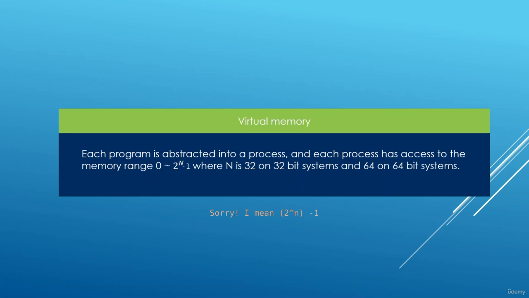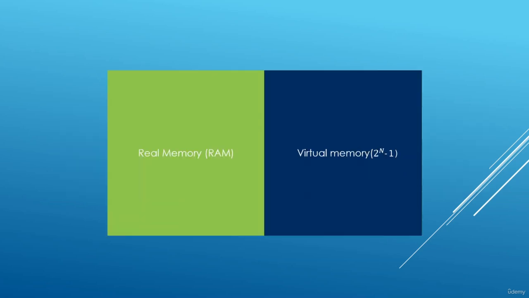If you are on a 32-bit system, that's going to be between 0 and 2 to the power of 32, and that's going to be your virtual memory, the amount of memory that your program thinks that it owns, and it happens to be the entirety of your RAM that you have on your system. Each program basically thinks that it owns the entire memory, and it can do whatever it wants. Okay, so we have the real memory, which is random access memory, and we have virtual memory, which is going to be between 0 and 2 to the power of n.